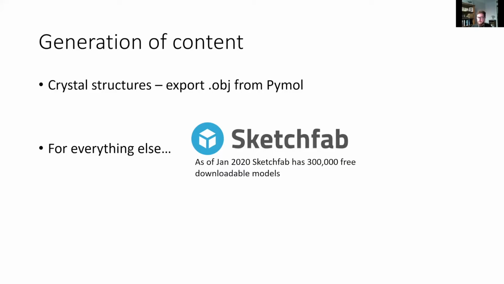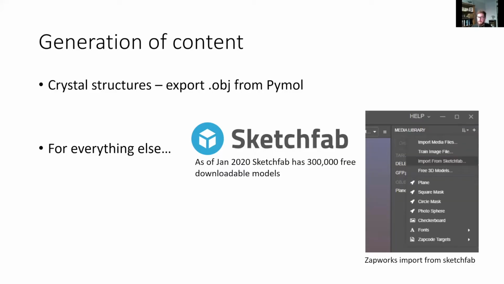One of the reasons I bring it up is that ZapWorks actually has a button that will just allow you to import these models directly from Sketchfab. So it's a really useful tool. There's no conversion of files involved. You can go and literally search in here, search for the model you want and import it. And then add the trigger image, and then you're ready to go with the content.